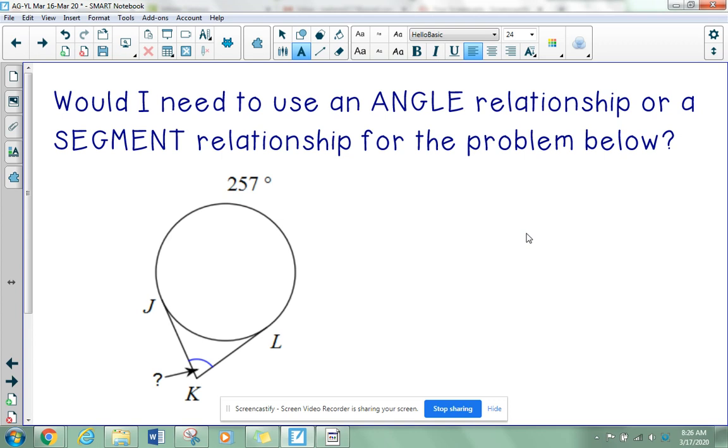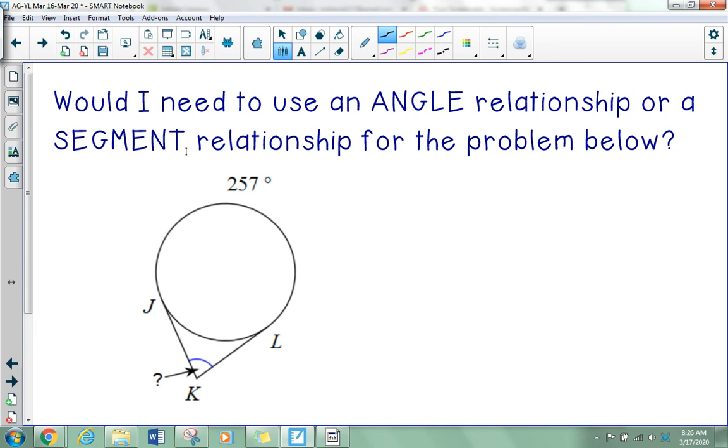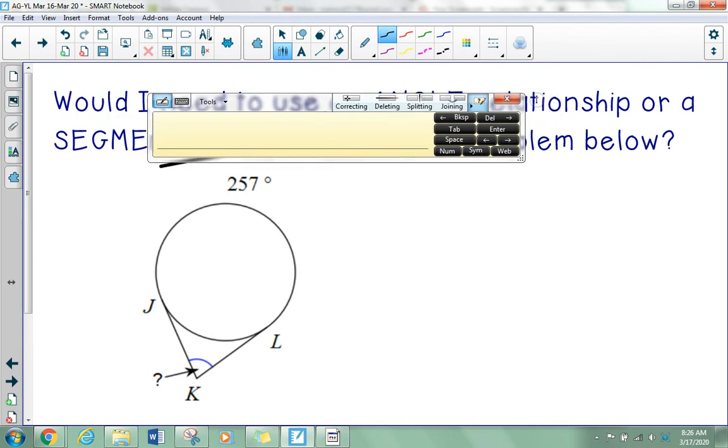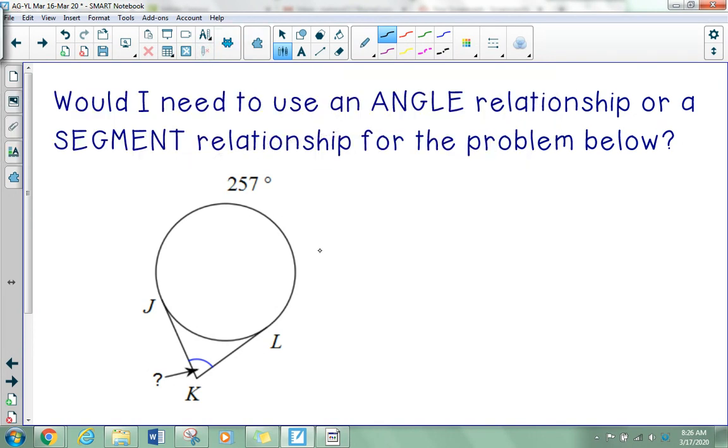I'm going to go through a couple of quick examples to remind you of how to use angle and segment relationships with circles. The first thing that you always want to consider is, how do I know when I need to use an angle relationship as opposed to a segment relationship for a problem with circles? I would say the easiest way to decide which one you're doing is by looking at the numbers that are given, and anytime you see degrees, like we do here, that's how you automatically know this is going to be an angle problem, not a segment problem.